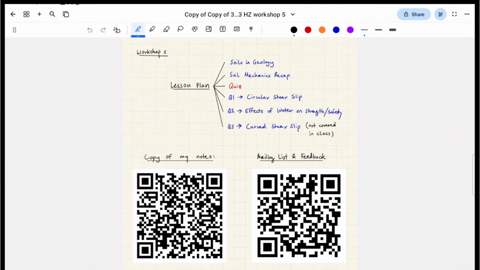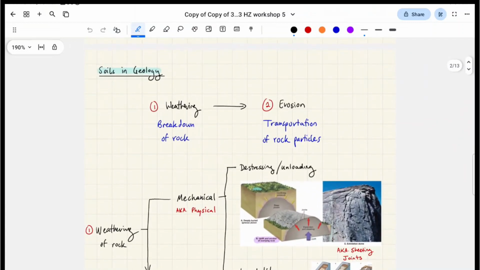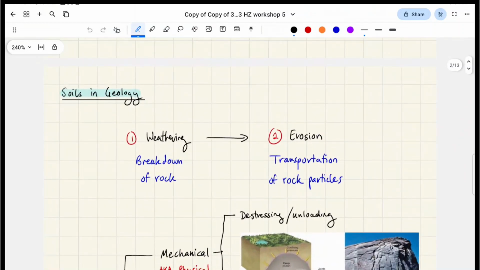Okay, so in terms of my lesson plan, I'm just going to spend the first little bit finishing off the geology portion, which is going to focus on the soils, the type of soils you'll see, or everything related to soils, I guess.